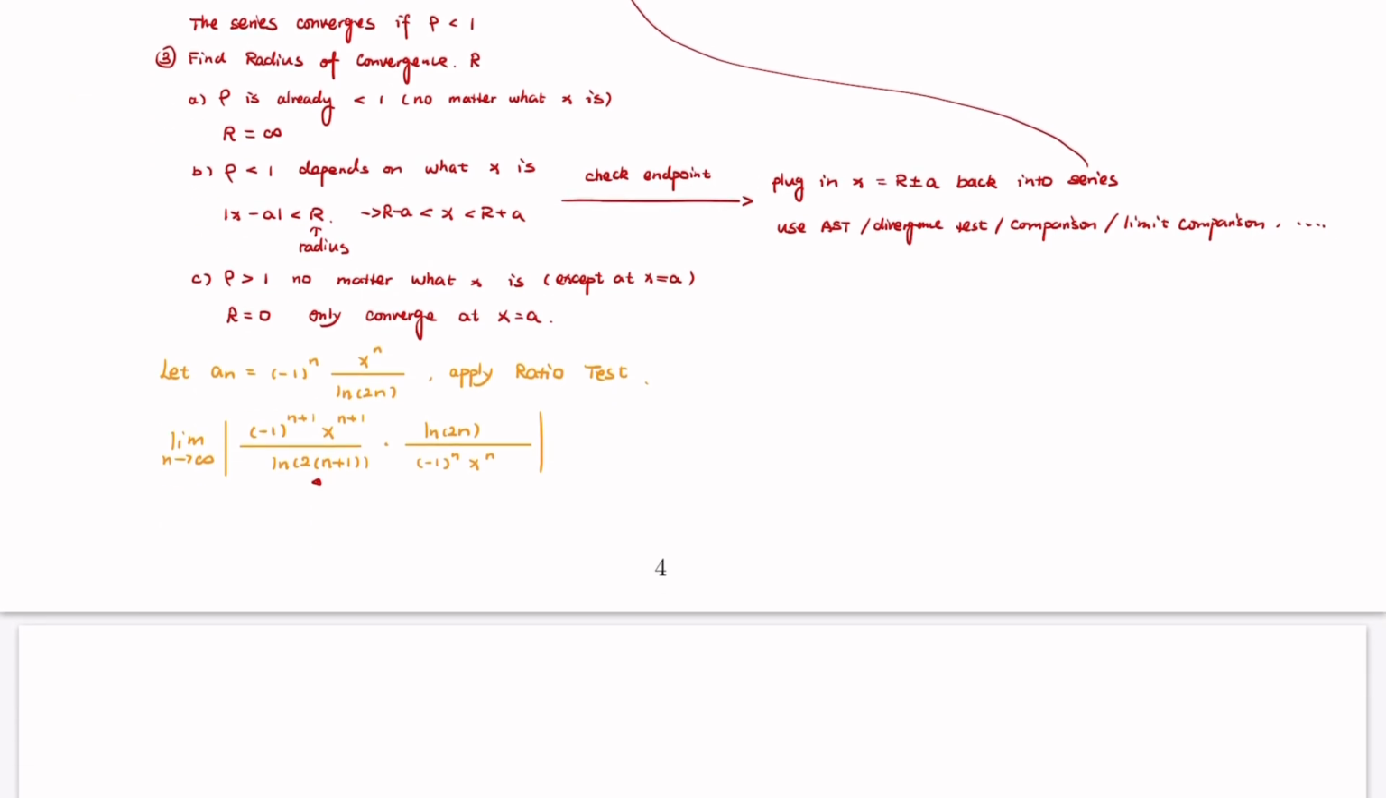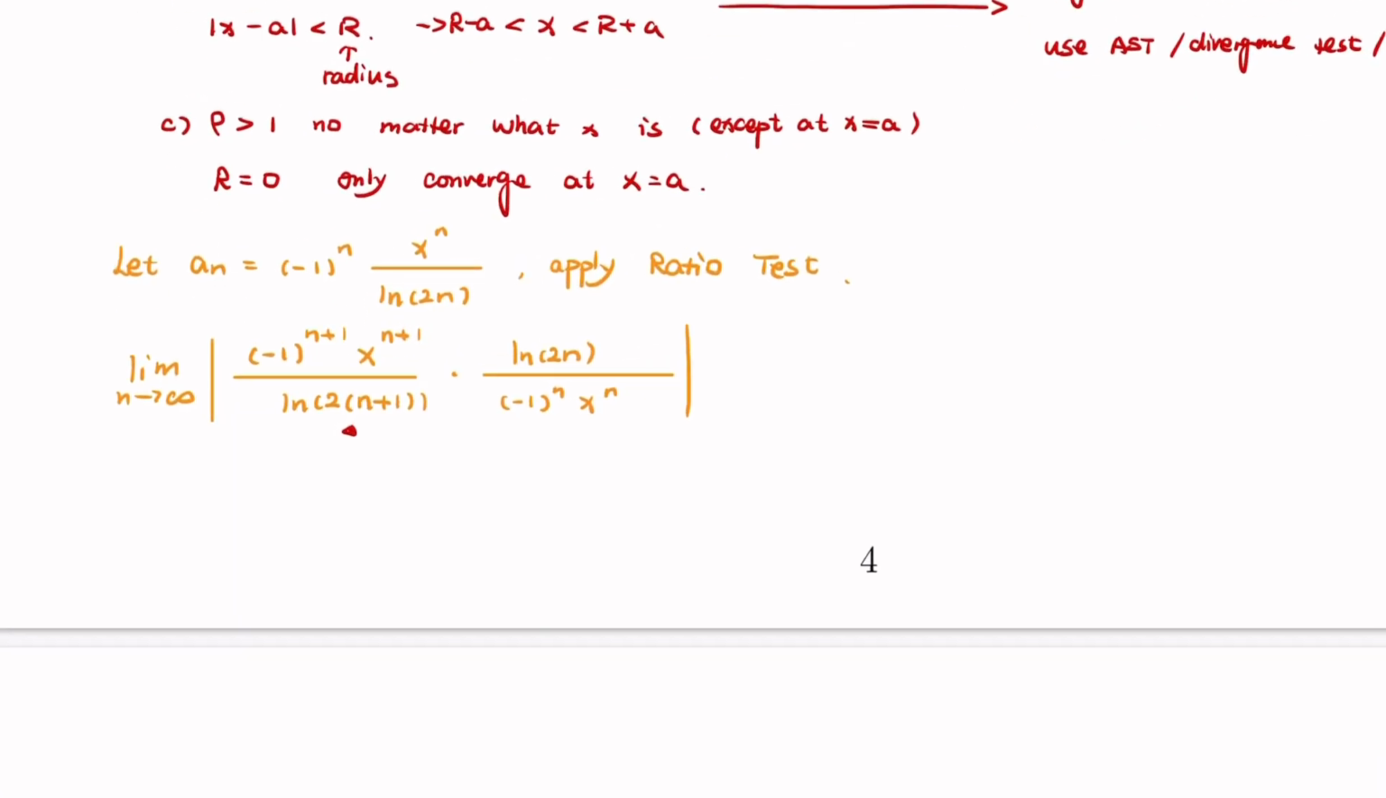Now we need to try to cancel out as many things as possible. The first thing I noticed that I can cancel is x to the power of n plus 1 and x to the power of n. Those two cancel out, and you'll be left with x only here.